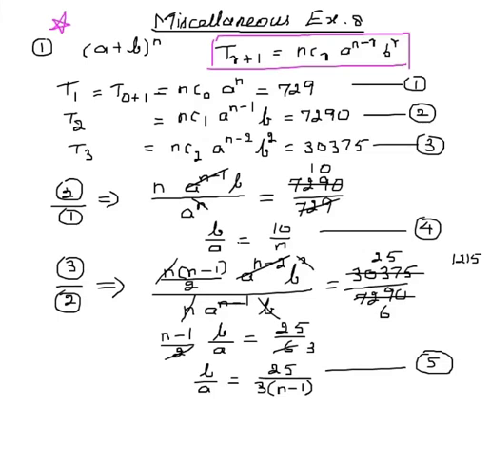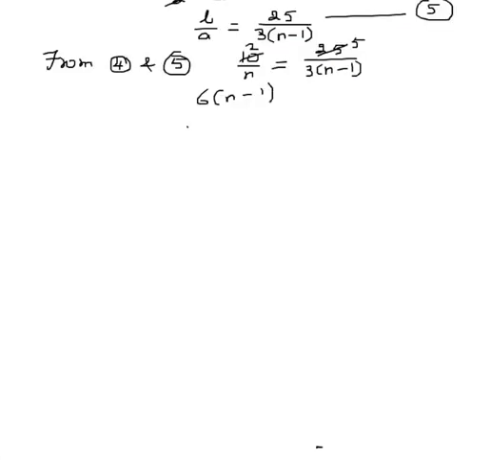Now we can equate the fourth and fifth. From equation 4 and equation 5, the left hand sides are equal. Therefore, the right hand sides must be equal. 10 over n is equal to 25 over 3 times (n-1). Let us cancel 5 and cross multiply. 6 times (n-1) is equal to 5 times n. So 6n minus 6 is equal to 5n. n is equal to 6.